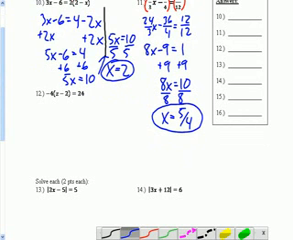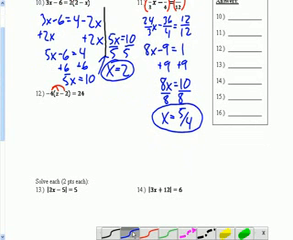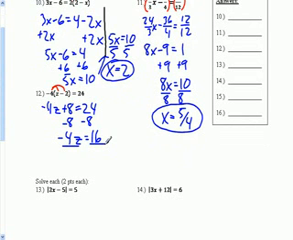For the next one, once again, we have to distribute. So I'm going to distribute the -4. That's going to leave me with -4z plus 8 equal to 24. And now I just need to solve this for z. So I'm going to subtract the 8 from each side. That's going to leave me with -4z equals 16. And now I divide each side by -4.